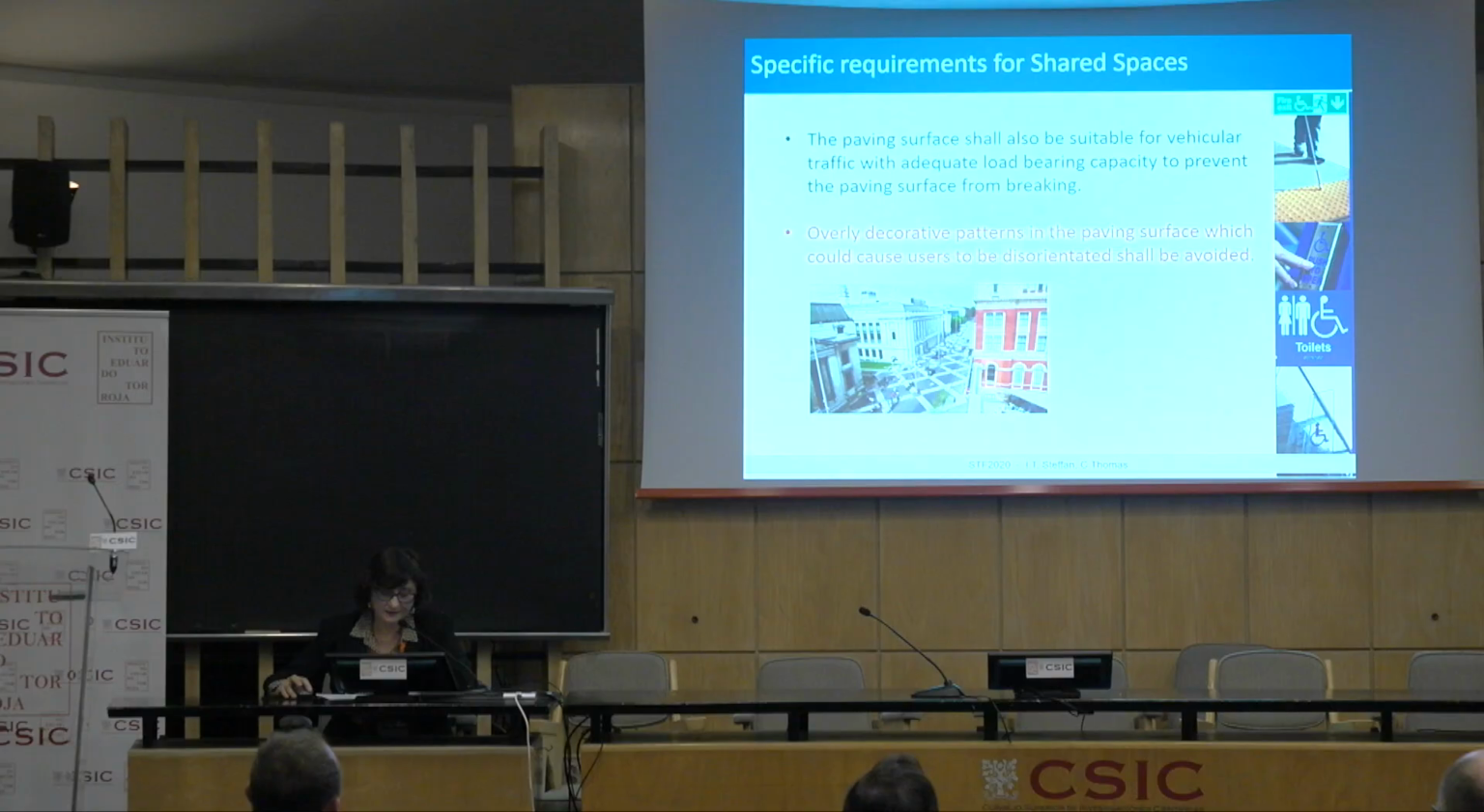Materials shall have low reflective properties to avoid glare or obscure any sign and warnings. Adjacent surface material should not have different slip-resistant characteristics, particularly at the edge of changes of level or gradients. And overly decorative patterns in the paving surface that could disorientate shall be avoided.